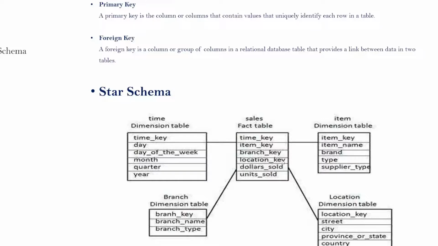Similarly, location key is also a foreign key, and in the location dimension table, the information related to the location key is stored. The same goes for the other dimension tables as well. So overall, this kind of storage is called a star schema.